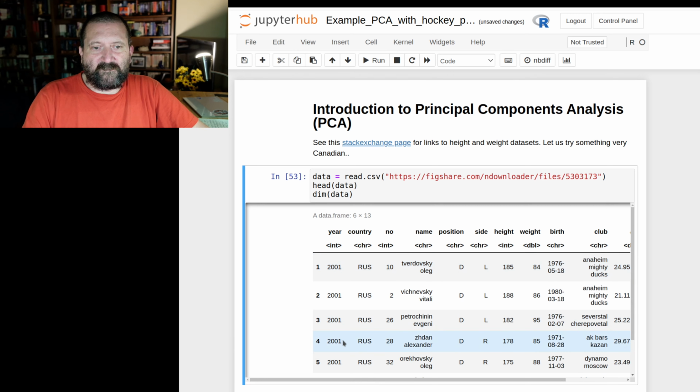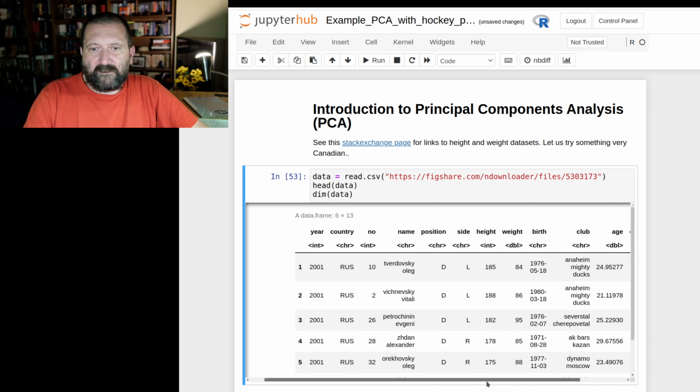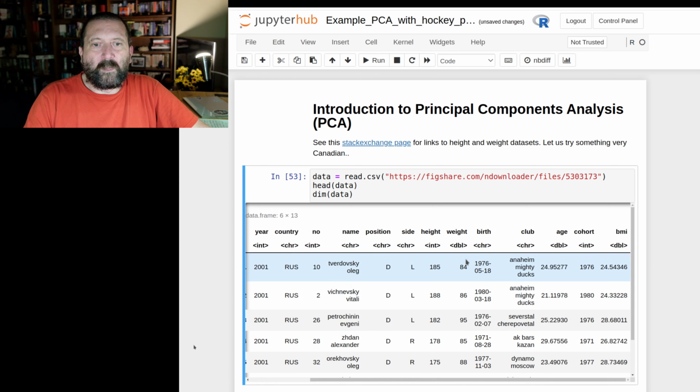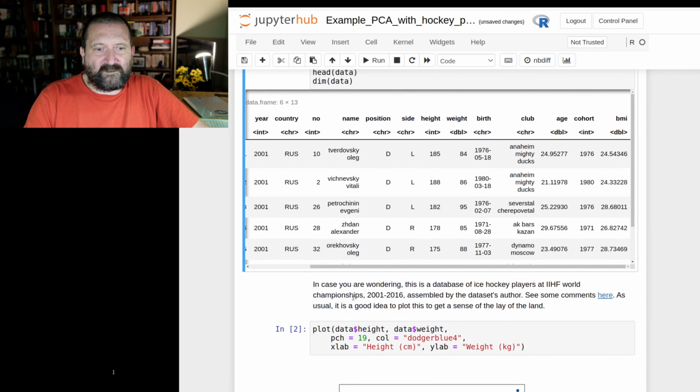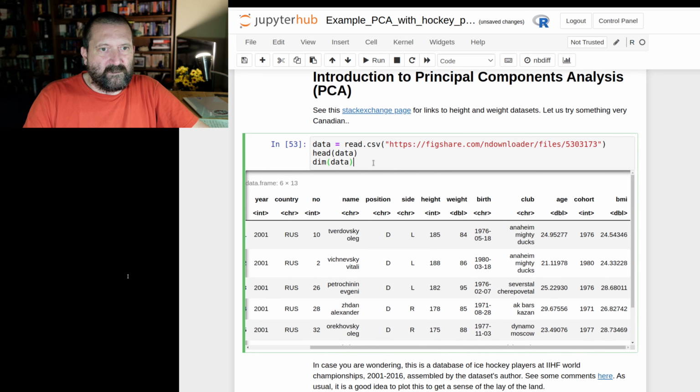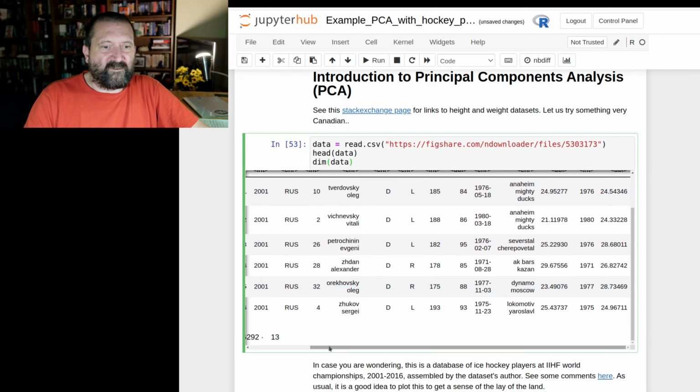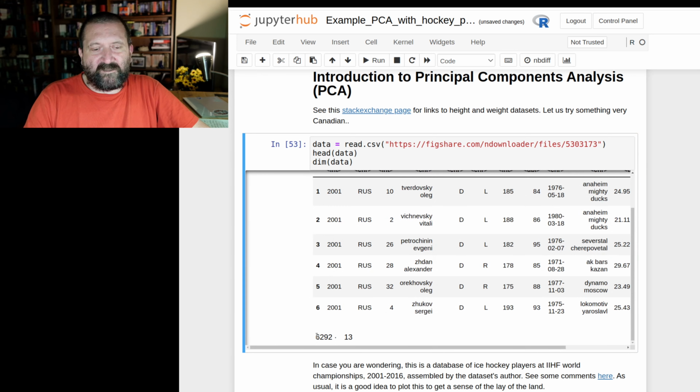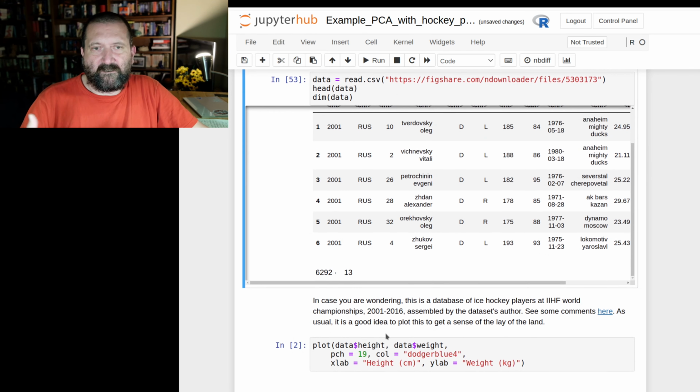So the year in which the competition took place, the country from which the player hailed, the number of a player, the name, their position, their side, etc. And here we're actually going to look only at these two columns, which are going to be the height and the weight. And in total, we have a large data set. This thing did not appear, but yes, there it is. You can see we've got 6,292 individual records.